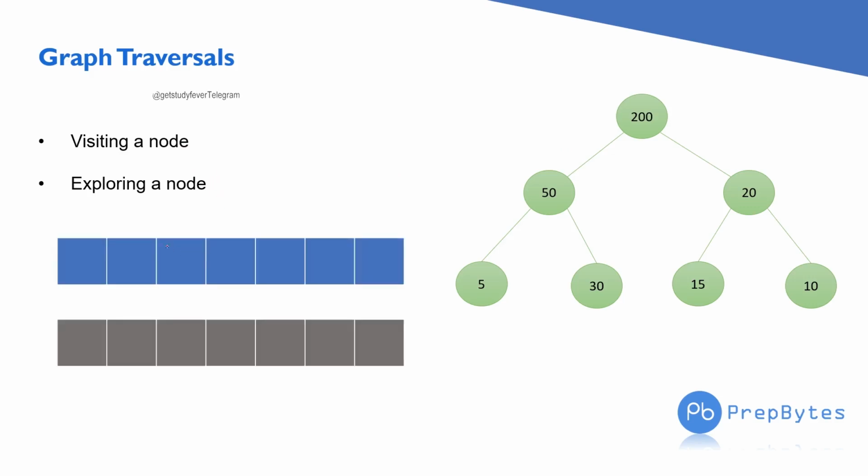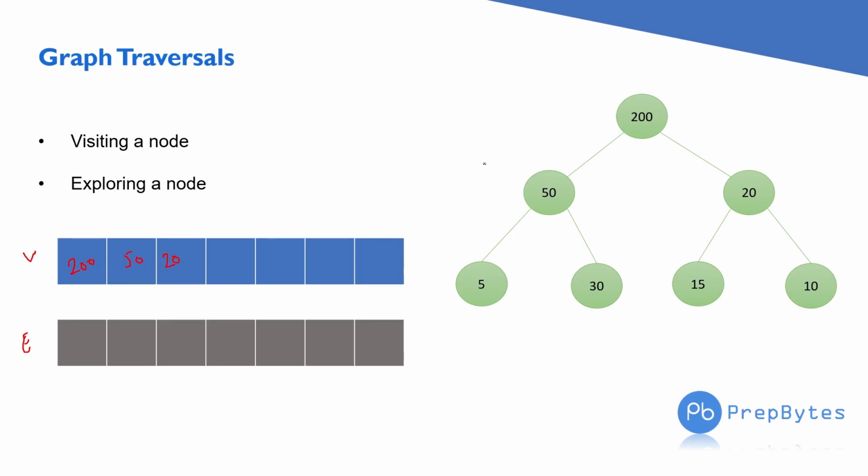So for example, this is my visiting array, and this is my exploring array. If I visit 200, then I will add it into the visiting array. Then I will visit 50, for example, and I visit 20.